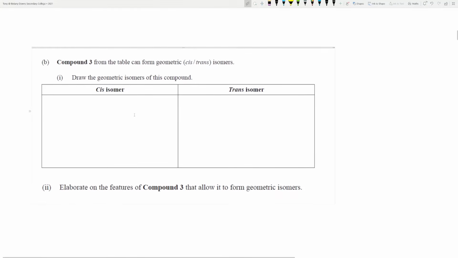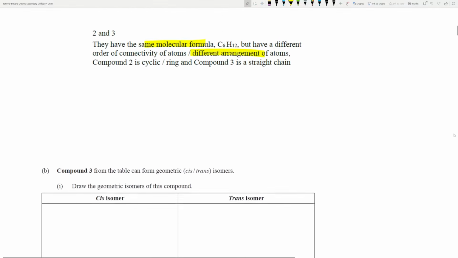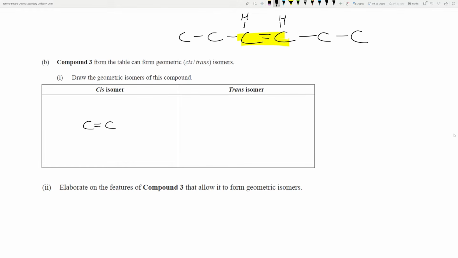Question 2 B. What's this asking us to do? Compound 3 can form geometric isomers. What's compound 3? It's hex-3-ene. I'm not drawing all the carbons and hydrogens for this one, because it's in the question. They're saying that this can form geometric isomers. So you need to redraw this and put your carbon-carbon double bond in the middle. Then whatever is on the left hand side, you can just do CH2, CH3.